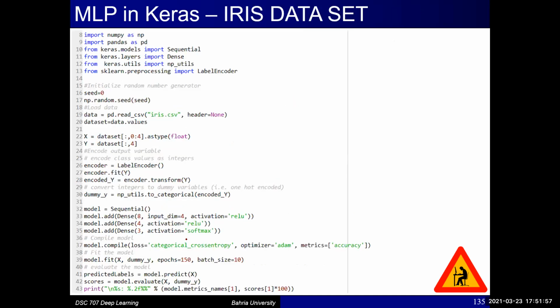But before that, let's see one more example. This is again a very famous data set which all of you must have seen in your machine learning course, which is the iris data set, where you have three classes, right?